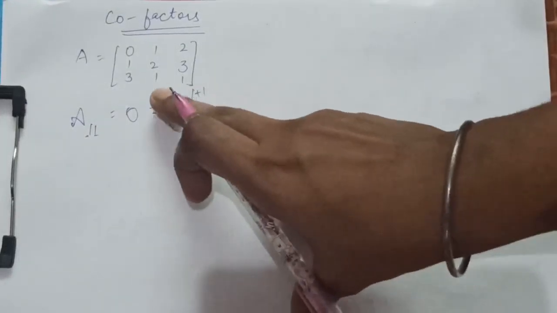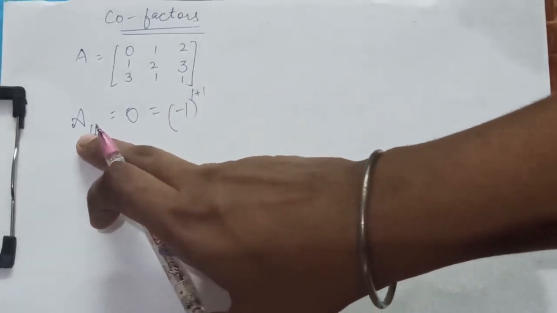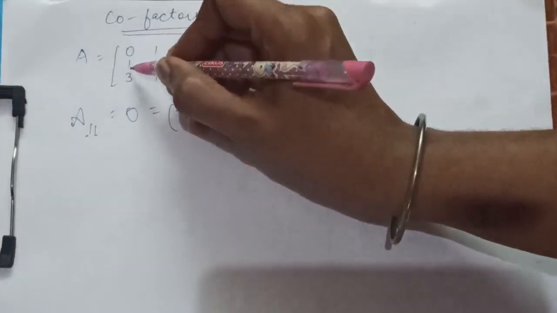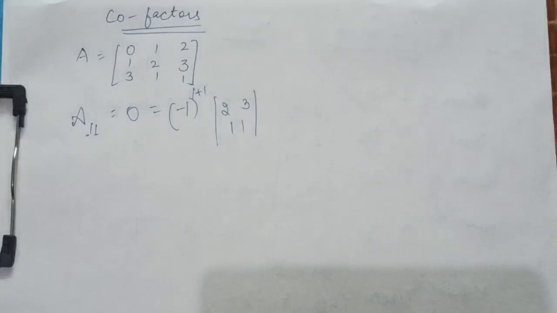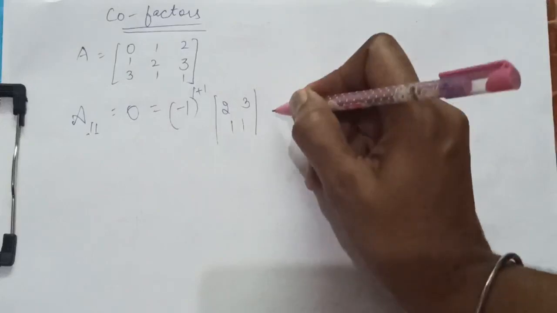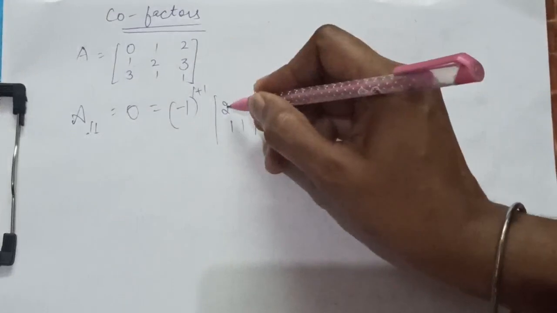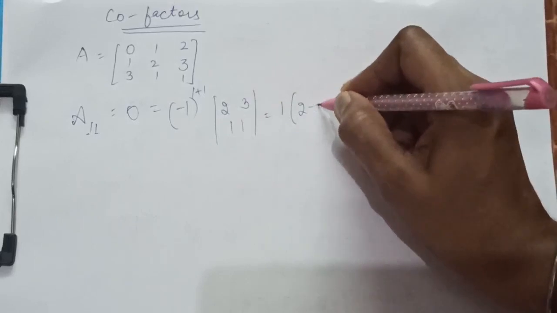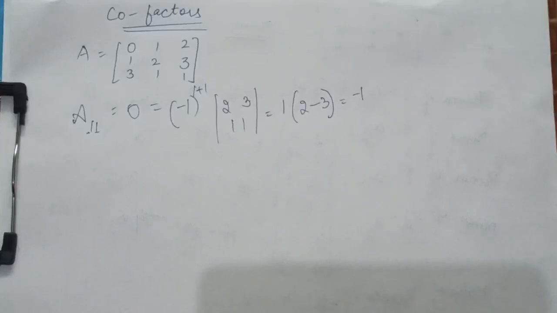So -1 will be there for every cofactor. We will start with -1, and the power will be these two added. And for 0 now we are calculating, so we will delete this column, delete this row. Inside we have 2, 3, 1, 1. Now the calculation part is very similar to what we have done in case of minor. So this -1 raised to power 2 will be +1, and here we will again cross multiply. 2 into 1 will be 2. We will put a minus sign in between, and 3 into 1 is 3. So the first cofactor's answer is -1.